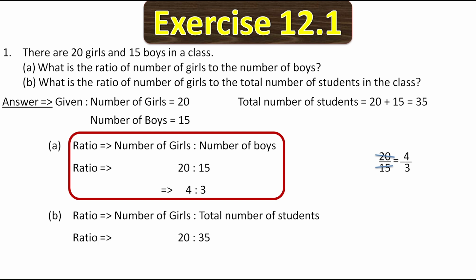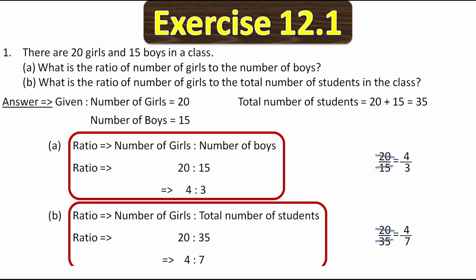Now let's make them in simplest form by dividing 20 upon 35. So 5 7s are 35 and 5 4s are 20. So we got the simplest form of the fraction as 4/7. Therefore, the ratio is 4:7. If you write 7:4, that will be an incorrect answer, because in the ratio the order matters. They have told us first the number of girls and then total number of students. Therefore, the number of girls will come first and then the total number of students will come next.